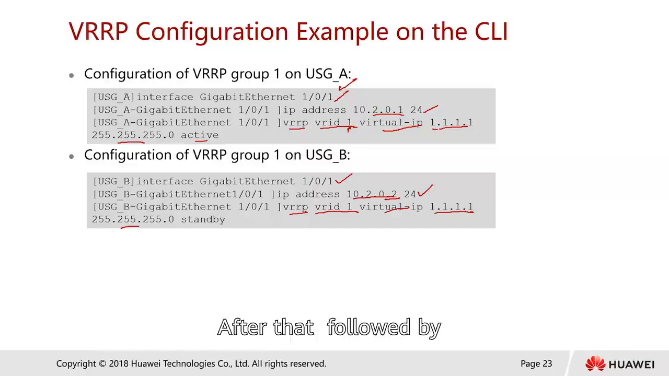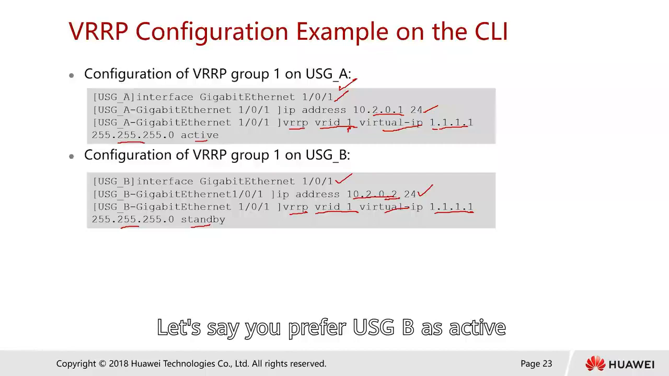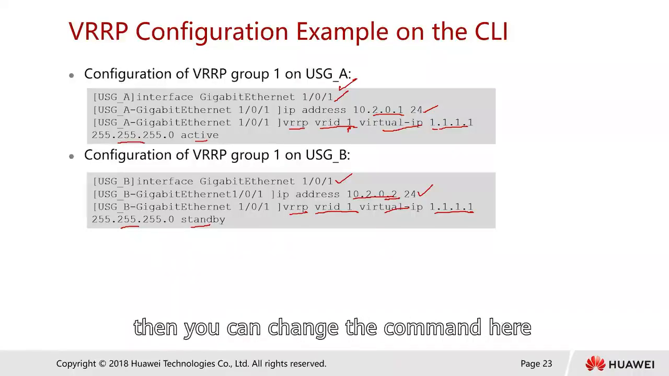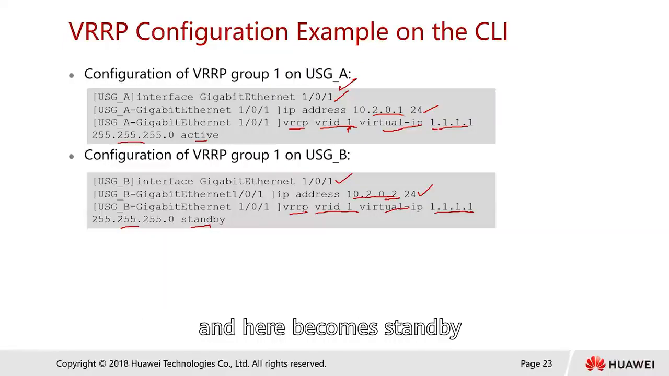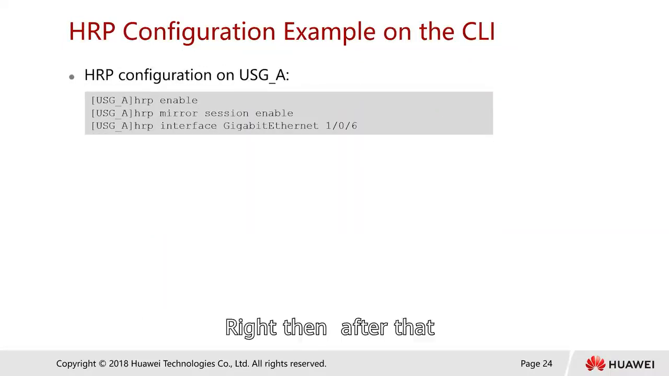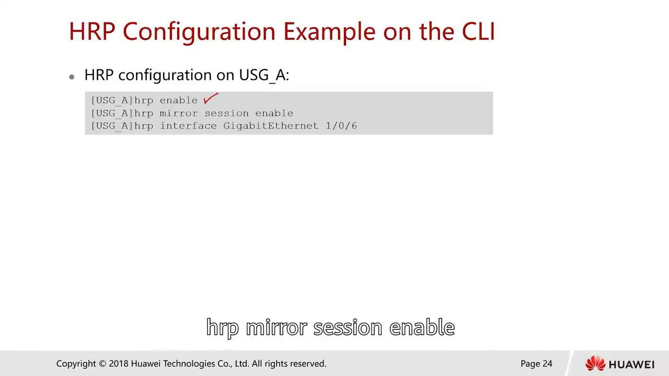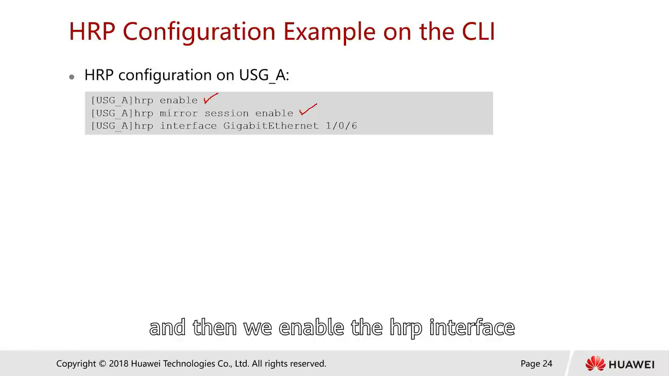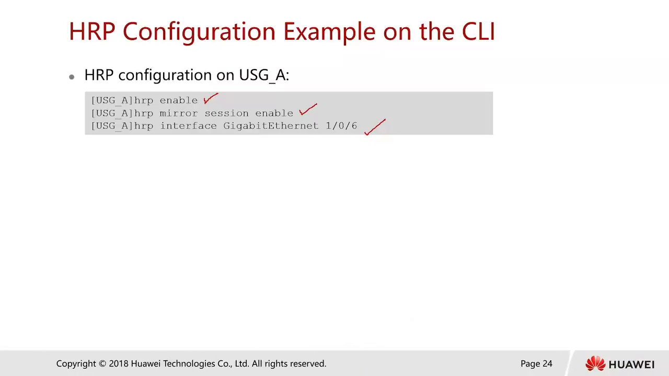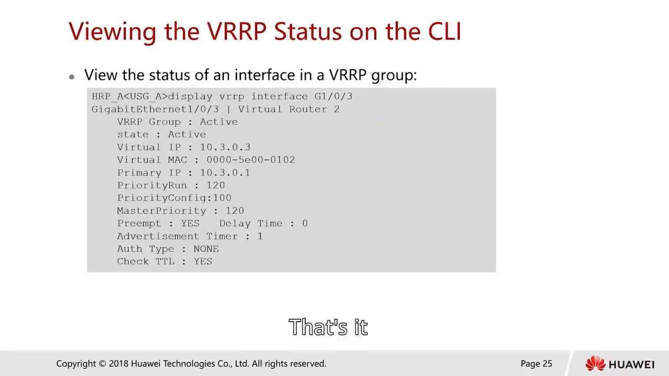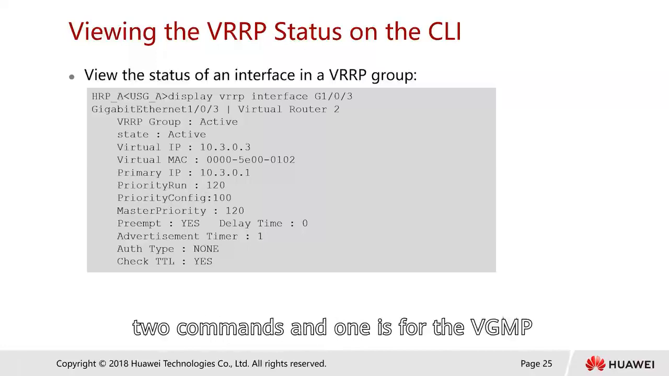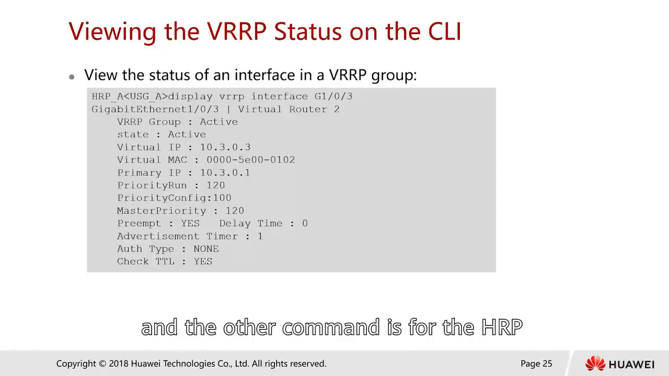Okay. And after that, followed by active or standby. So let's say you prefer USG-B as the active, then you can change the command here to active, and here it becomes standby. Alright, and after that, we configure the command HRP enable, HRP mirror session enable, and then we enable the HRP interface at gigabit 1/0/6. That's it. There's only two commands. One is for the VGMP and the other command is for the HRP.